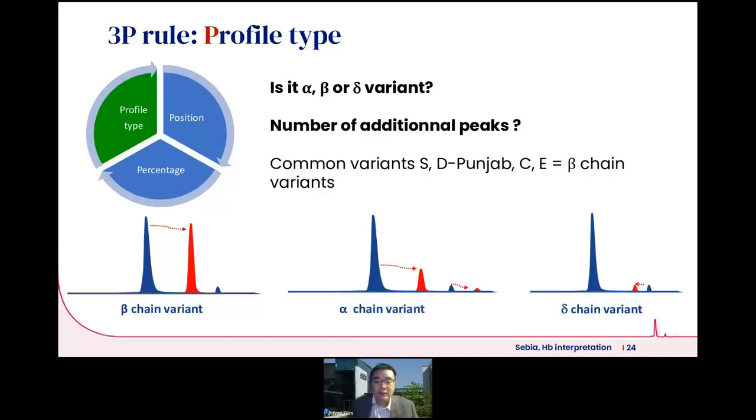In the instance of a delta chain variant, you see a little splitting of hemoglobin A2. And we're calling that the A2 value is a combination of both fractions.